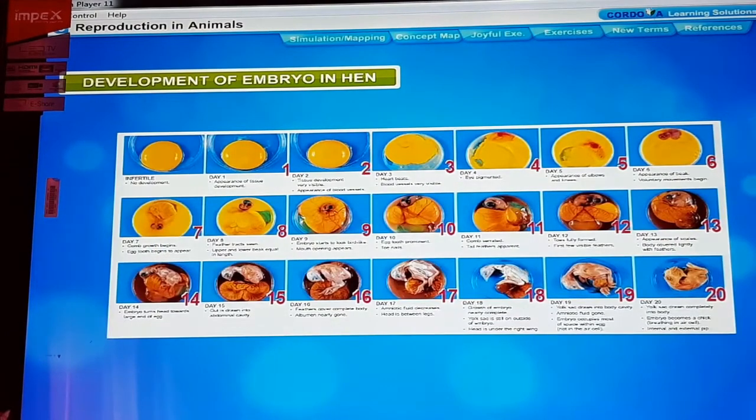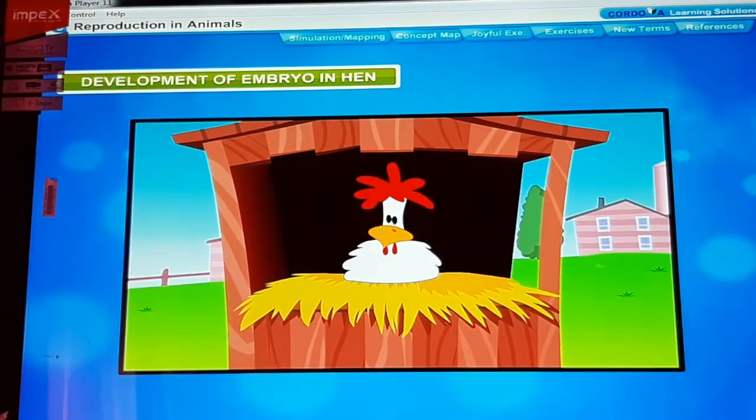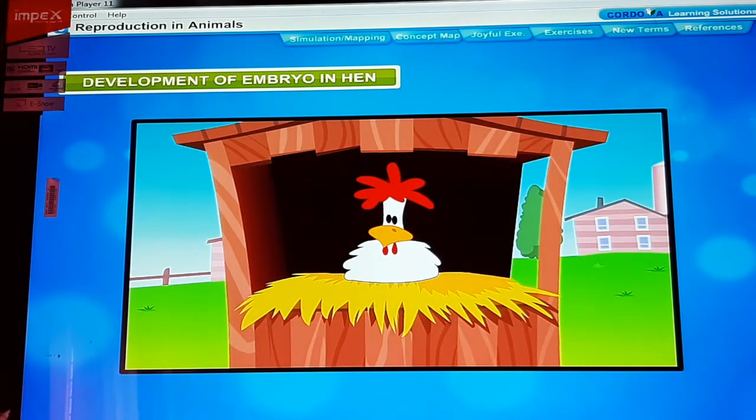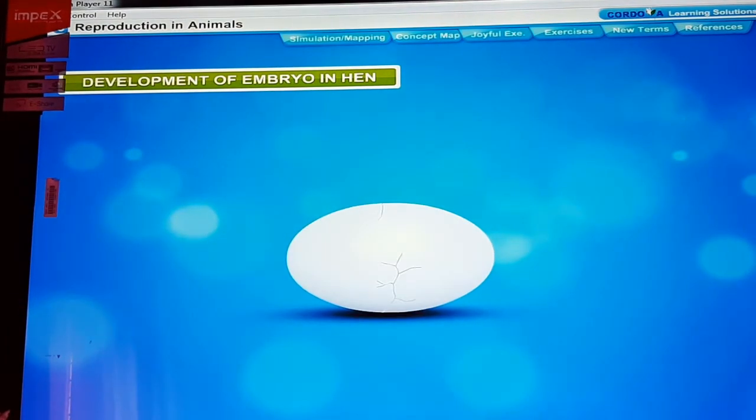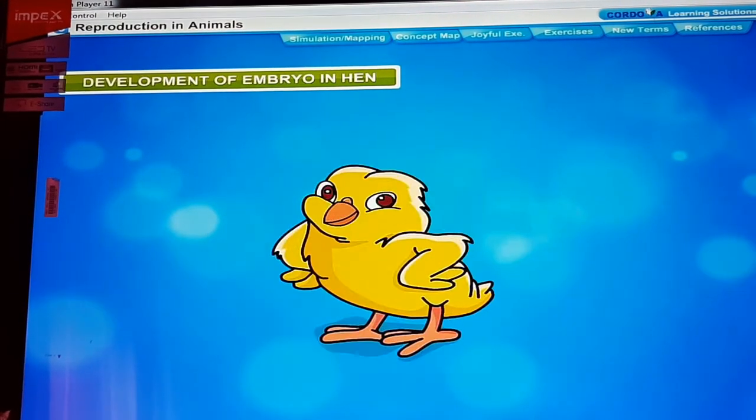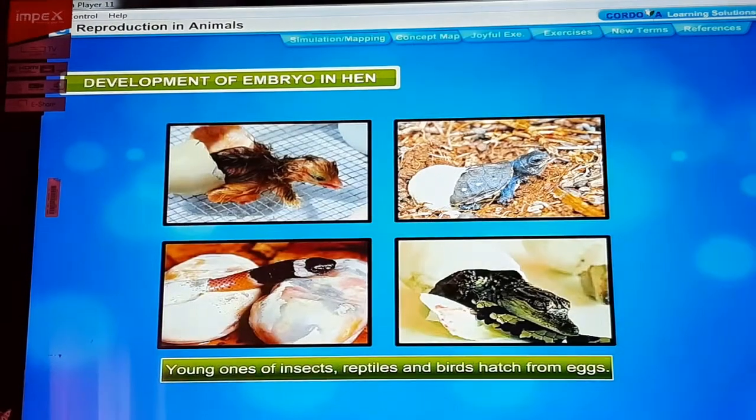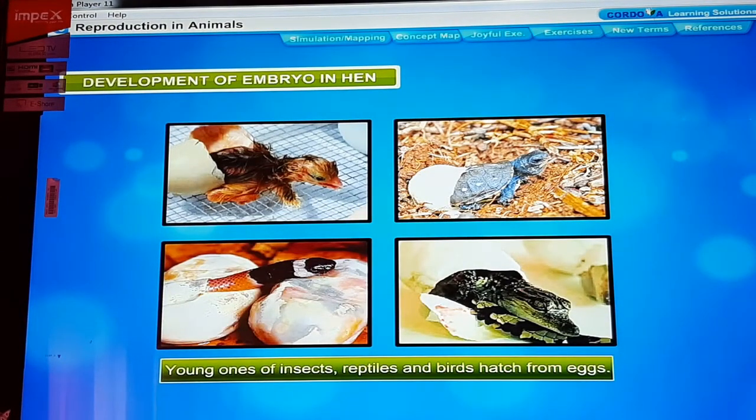The embryo takes about 3 weeks to develop into a chick. The hen sits on the eggs to provide sufficient warmth. The development of the chick takes place inside the egg during this period. After the chick is completely developed, it bursts open the egg shell. The chick comes out of the egg shell and undergoes the development process. Similarly, young ones of insects, reptiles, and other birds hatch from eggs.